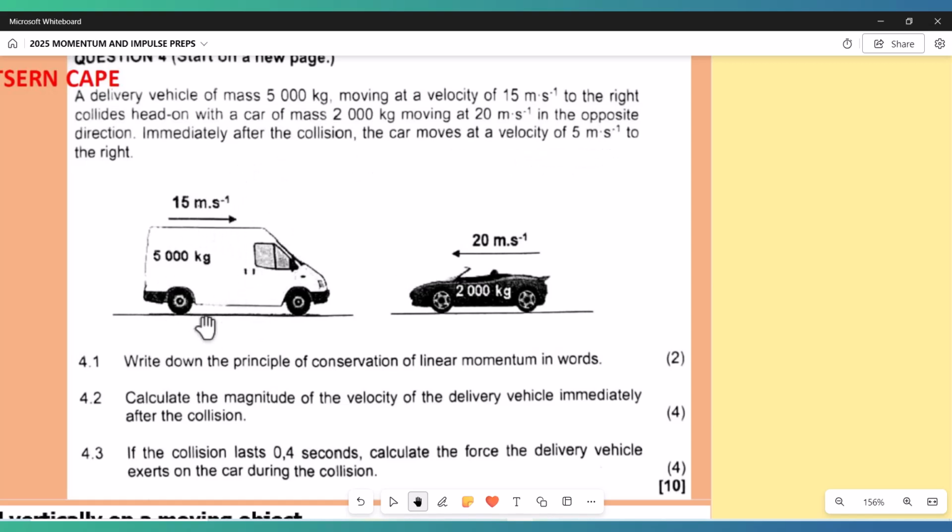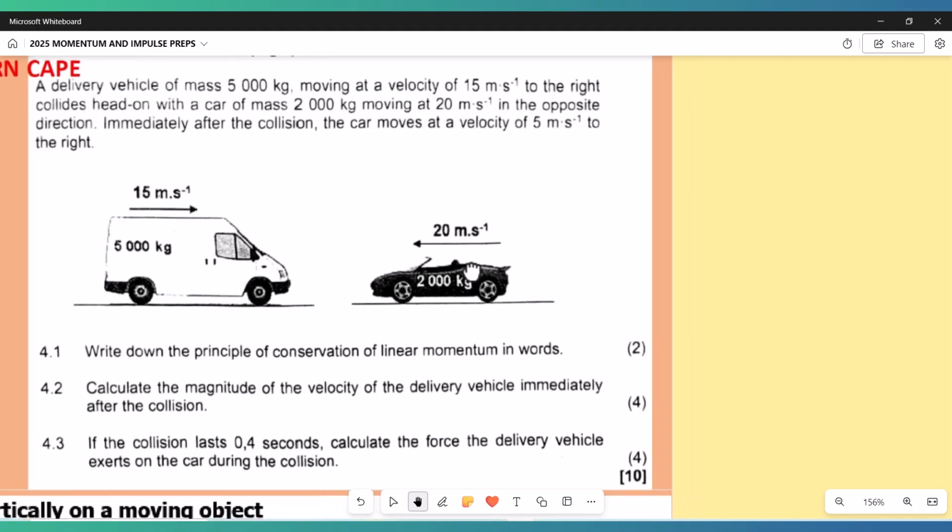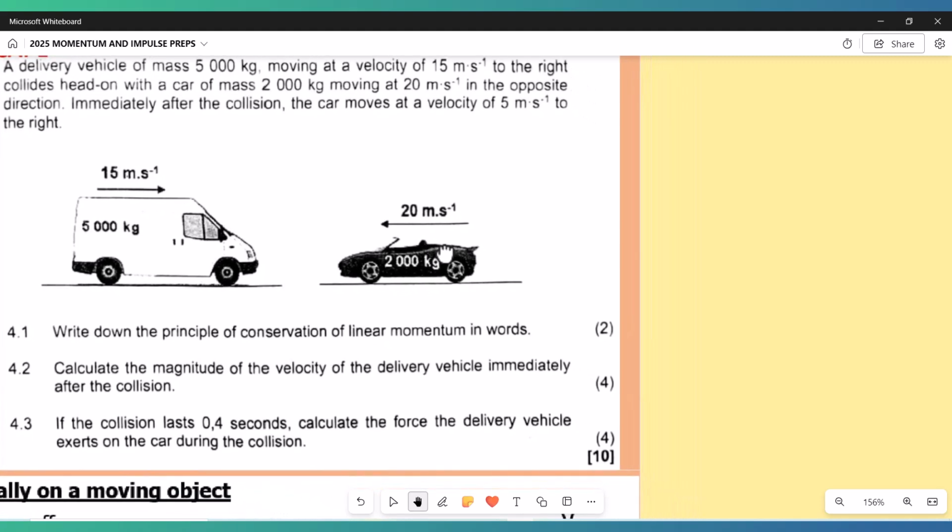So this is the delivery van colliding with this car. After collision, this car moves to the right. Initially it was moving to the left. Question 4.2: write down the principle of conservation of linear momentum in words. The total linear momentum in an isolated system is conserved. Then 4.3: calculate the magnitude of the velocity of the delivery vehicle immediately after the collision. We have two masses here.